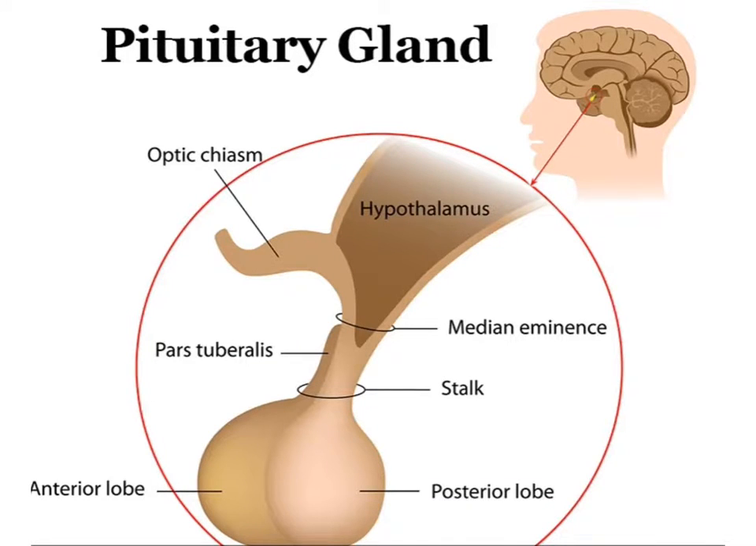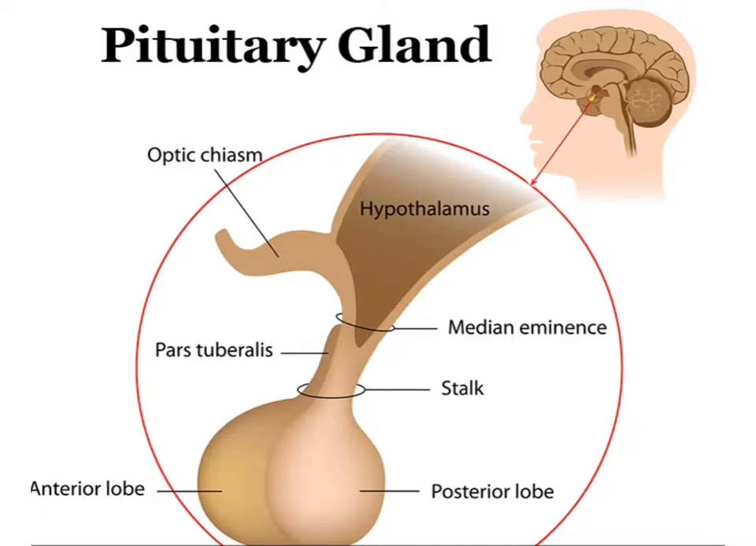Beginning with the pituitary gland, also known as the hypophysis. The pituitary gland is located in the sella turcica of the sphenoid bone and is attached to the hypothalamus of the brain by a stalk-like structure called the infundibulum. It regulates many body activities, especially other glands. And so the pituitary gland is often called the master gland of the body.